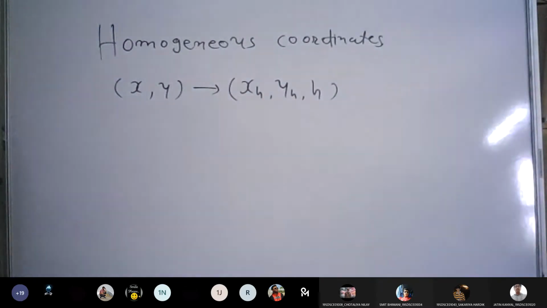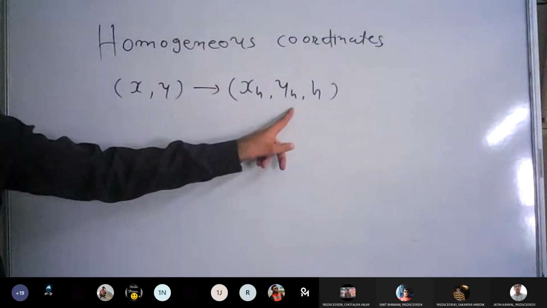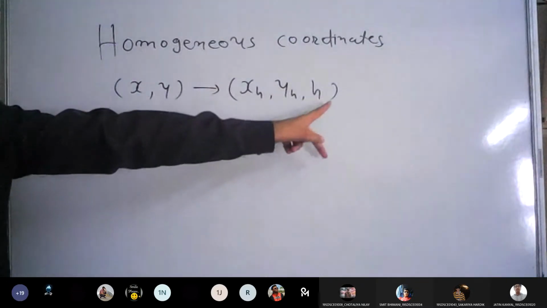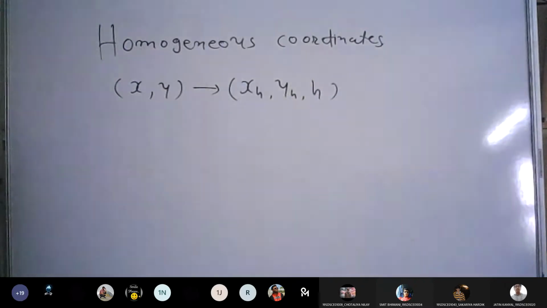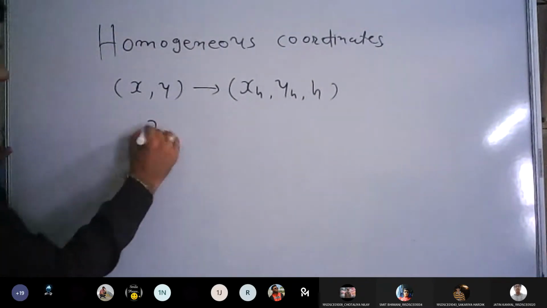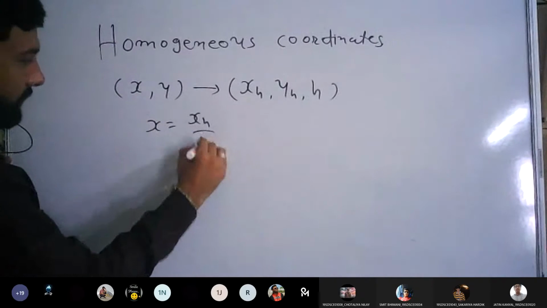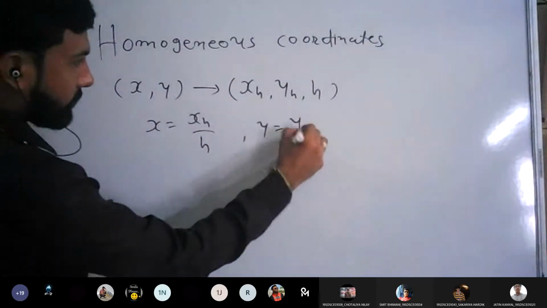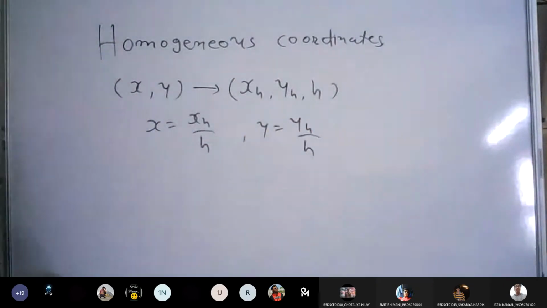Now you can see there are three coordinates: xh, yh, and h, where xh and yh would be the new values, h is the homogeneous parameter, and the values are represented like this. x will be treated as xh by h, and y will be treated as yh by h. Don't worry, I will let you know what I'm doing. Slowly I'm going with the concept, so don't get confused. Very soon you will come to know.